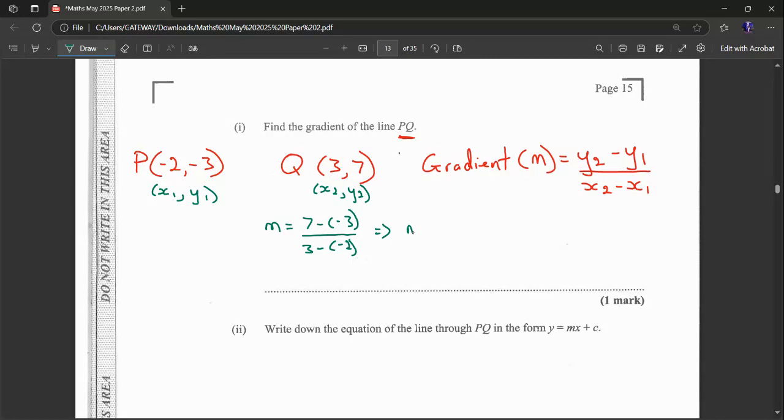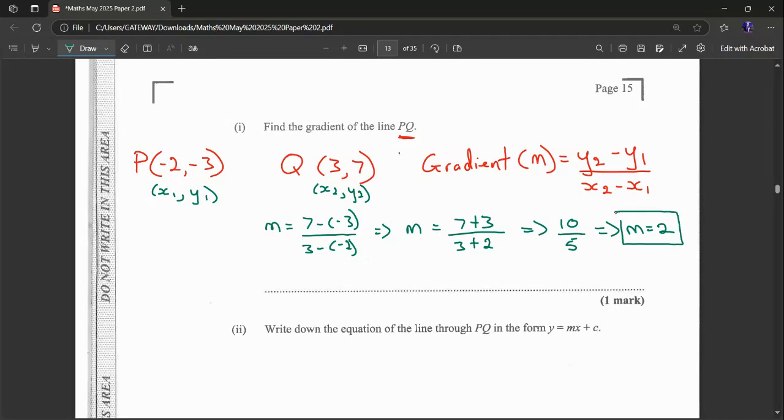Now your gradient is m. That is equal to 7, and a minus is a plus. So 7 plus 3 all over 3, and a minus is a plus. So plus 2. Because you have 2 minus signs between the 3 and the 2, so that will turn into a plus. And you can just type this in the calculator now, but 7 plus 3 will be 10, and 3 plus 2 is 5. So 10 divided by 5 is basically 2, so you get m, which is your gradient, to be equal to +2.